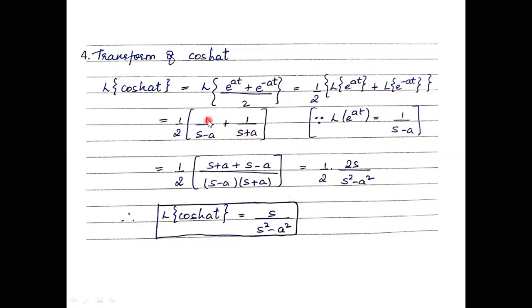When I take the LCM, I have s plus a plus s minus a divided by s minus a into s plus a. Plus a and minus a will get cancelled and I'm left with 2s. 2 will get cancelled and I'm left with s by s square minus a square, and that's the Laplace transform of cos hyperbolic at.